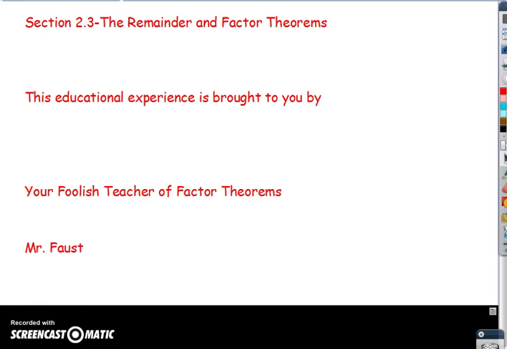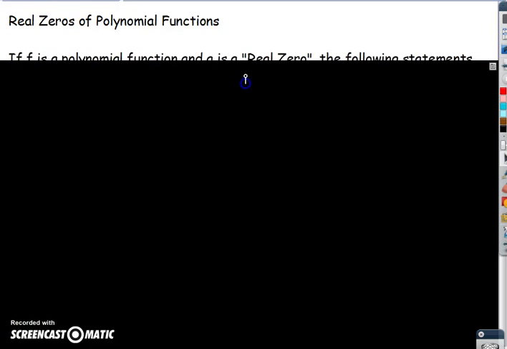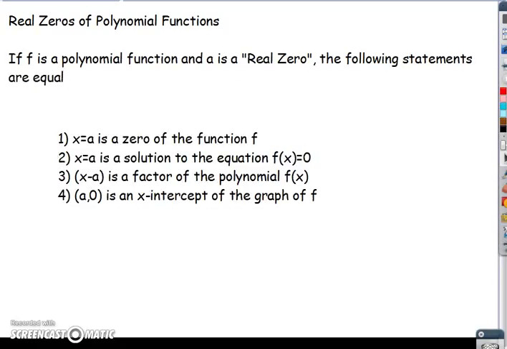the rest of the chapter. Alright, so remember, the reason we're doing all this is because we have these real zeros of polynomial functions from the last section. Remember, all four of these are equivalent. That means if x equals a is a real zero, that's the zero of the polynomial, it's a solution of the equation f of x equals 0, x minus a is a factor of that polynomial, and (a, 0) is the intercept of that graph. So that's the reason we're doing all this, because if I can find some zeros, then I can apply all of these special properties to help me work with the problem.